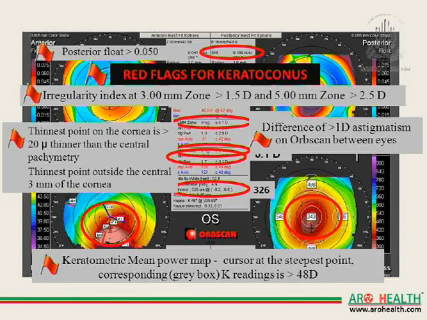You will also see that the thinnest point would be 20 microns or more less than the central pachymetry, and this point may lie outside the 3 millimeter zone. Also, the K max would invariably be more than 48 diopters. When you compare the other eye, you are likely to find a difference in astigmatism of more than 1 diopter.